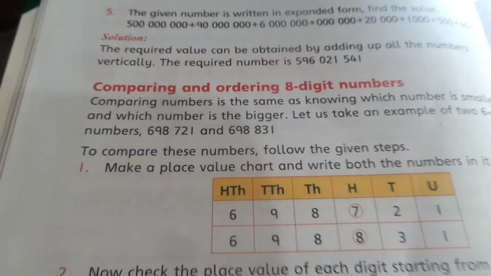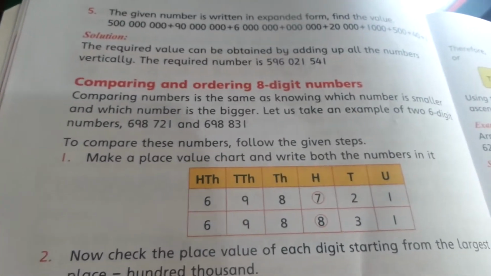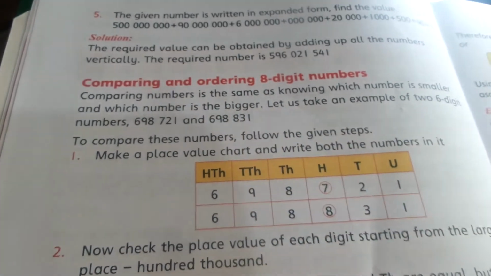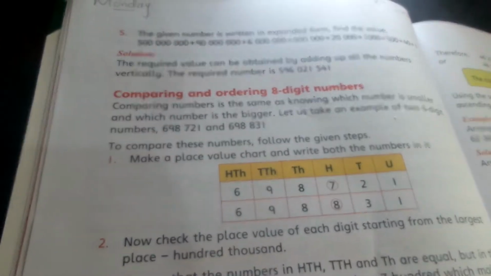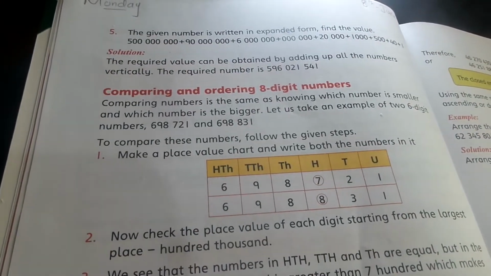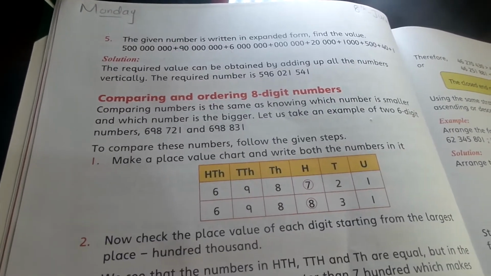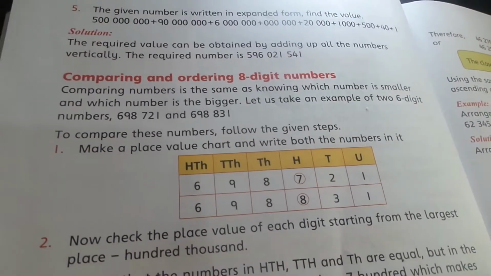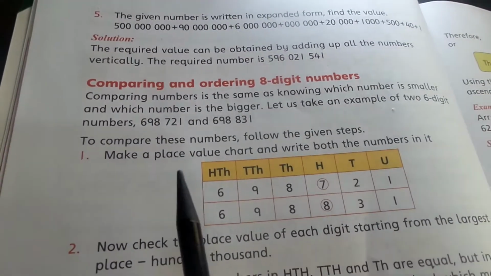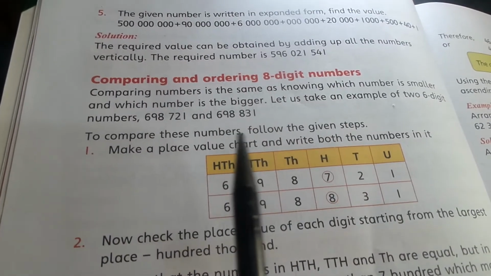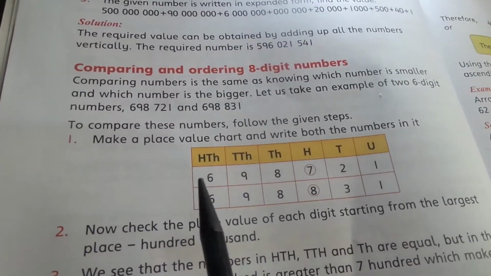Today's topic is comparing and ordering 8-digit numbers. Before we start work, let's recite the dua, Rabbi Zidni Ilma. Let's start comparing and ordering 8-digit numbers. How to compare? Comparing means which number is smaller and which number is greater. Let us take an example of 6-digit numbers. Here are two numbers having 6 digits. When you compare numbers, first you have to make the place value chart.